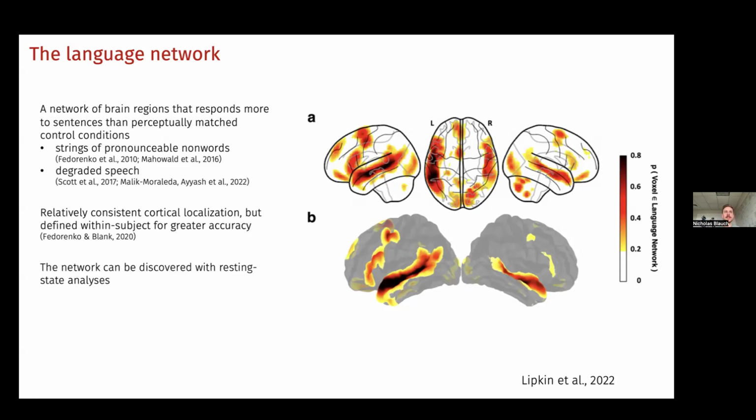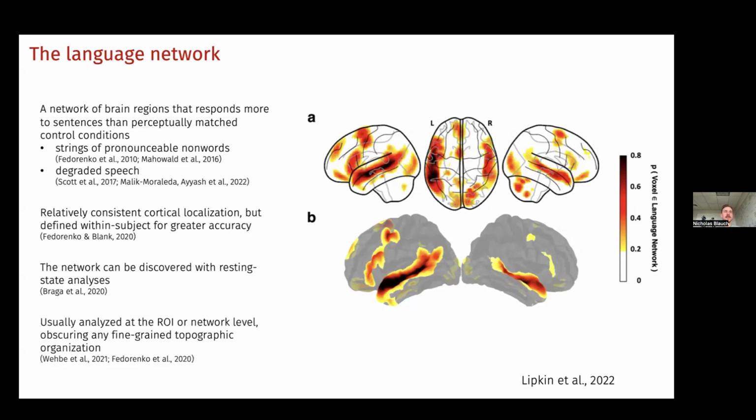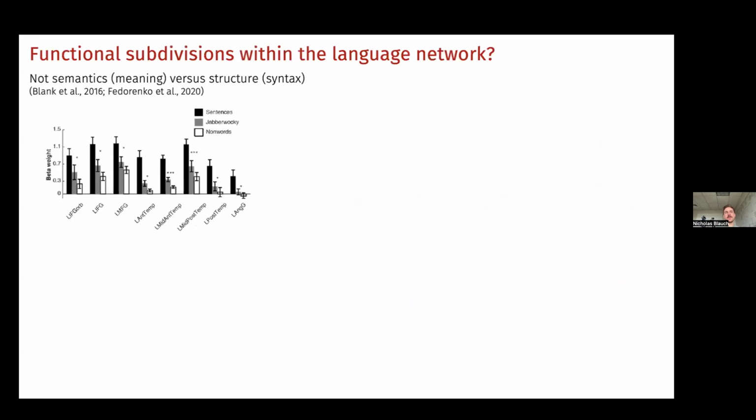You can also find this language network with resting state analyses. And typically this network is analyzed at the ROI or network level, and typically the topographic organization of the subregions is not really considered. So why might that be? Well, there's been some work that's looked at functional subdivisions within the language network, and it's been surprisingly a lot of null results. So one thing you might think would be represented differentially within these language regions is semantics or meaning versus syntax. And it turns out that's not the case.